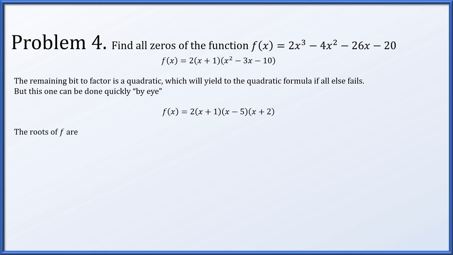Therefore, we can find the roots of f by setting each of these factors equal to 0. If x plus 1 is 0, then x is negative 1. If x minus 5 is 0, then x is 5. And if x plus 2 is 0, then x is negative 2. So here are all the zeros of that cubic polynomial we started with.